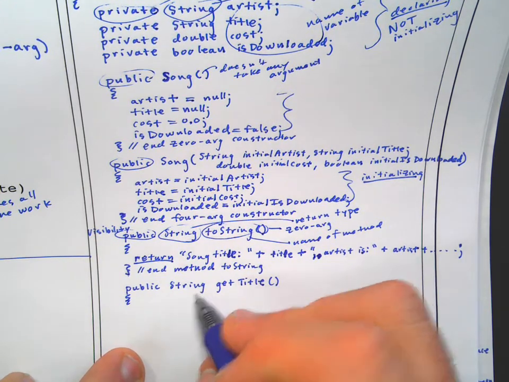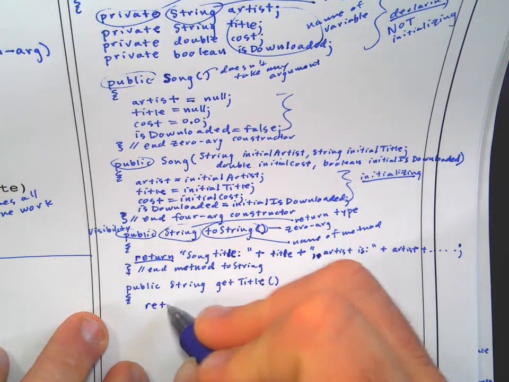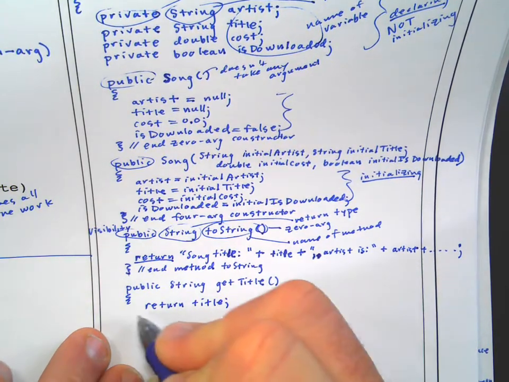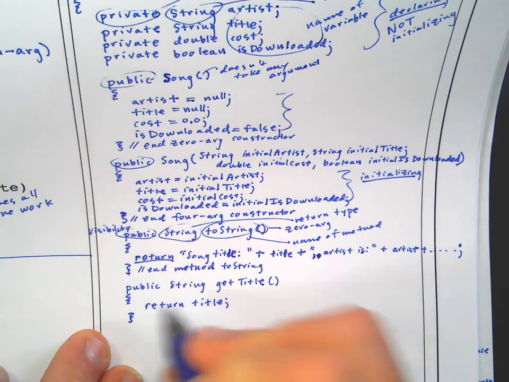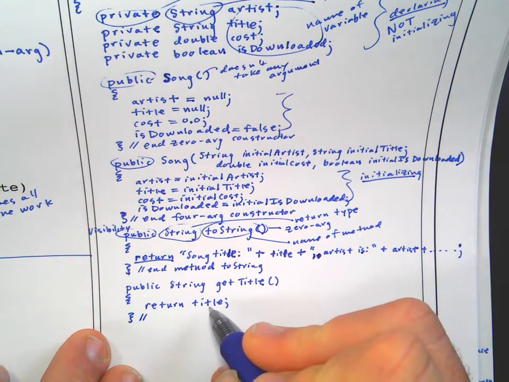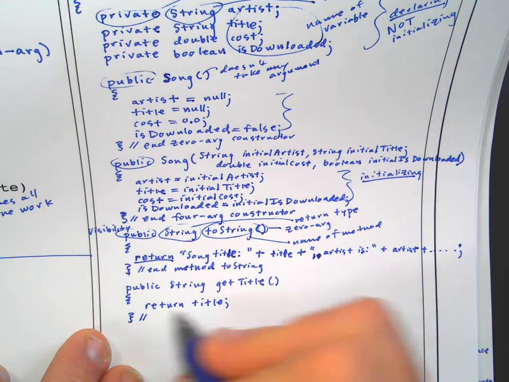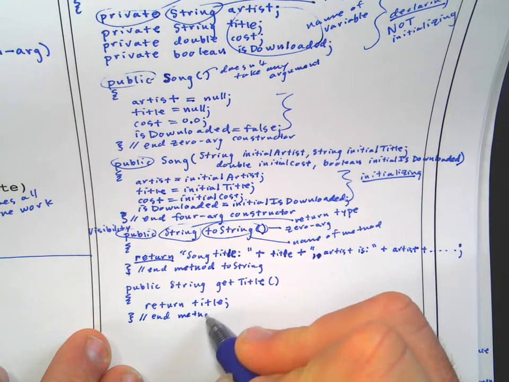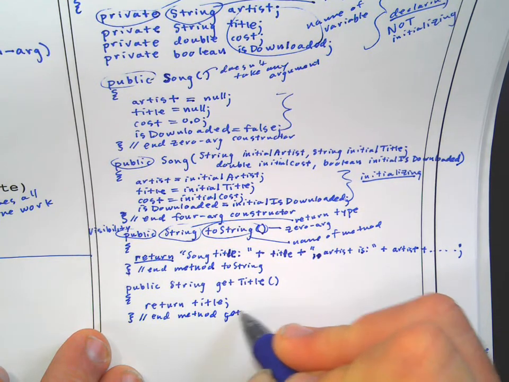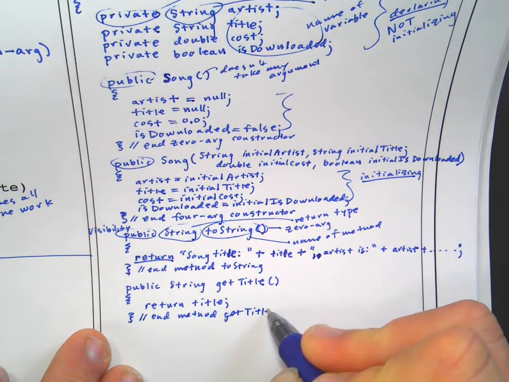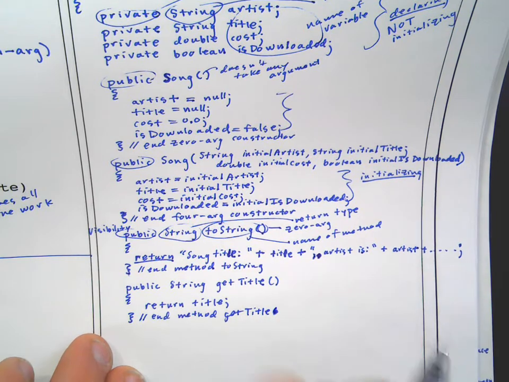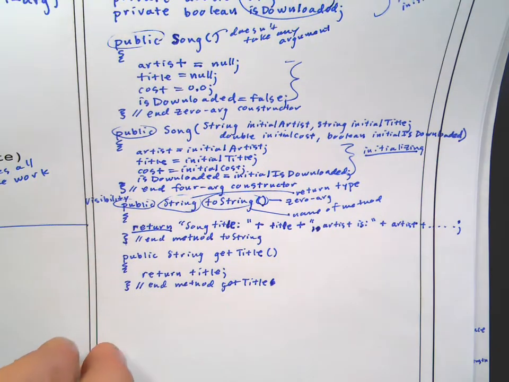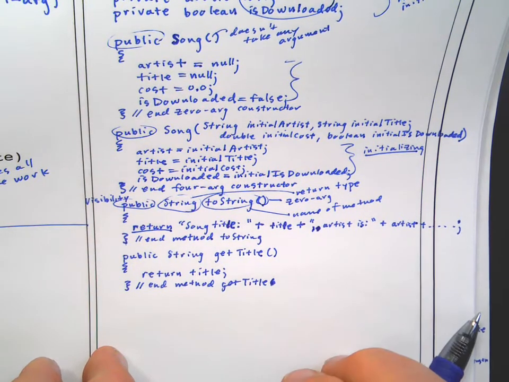So then we could say, okay, just return the title of the song. So remember, title is a private instance variable, so we can't get to it, but this gives us access to it. Another name for getters is accessors. So we'd say end method, this is another method, get title. Now when we type this out, maybe we'll go ahead and do getters for all the private instance variables, which is not uncommon to have a getter for every private instance variable.